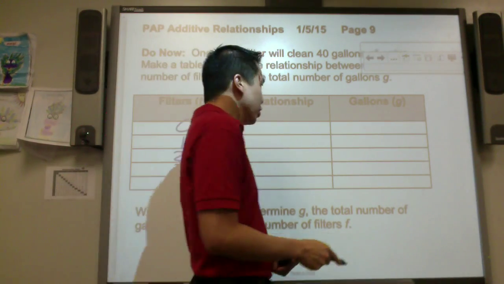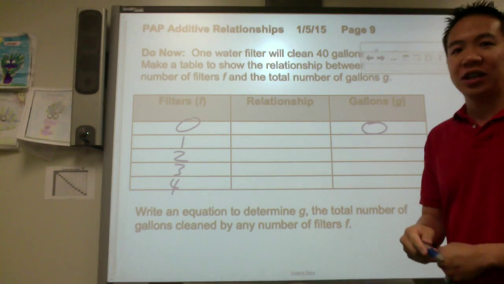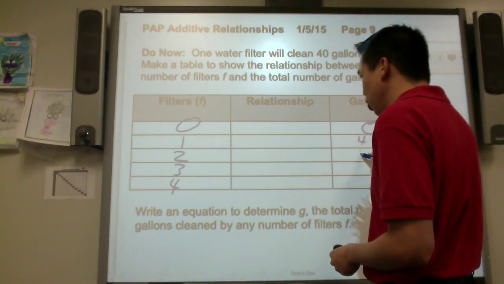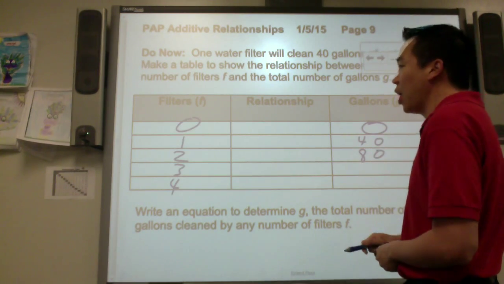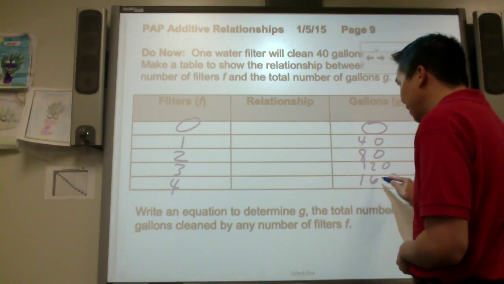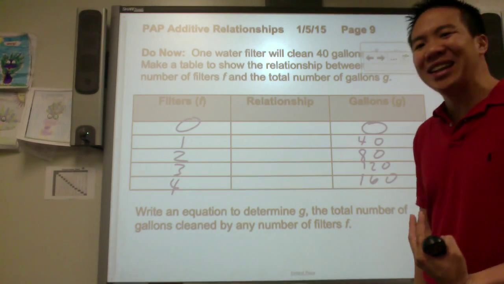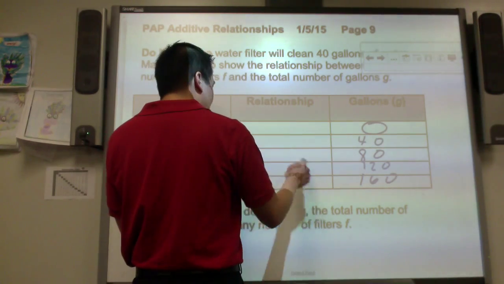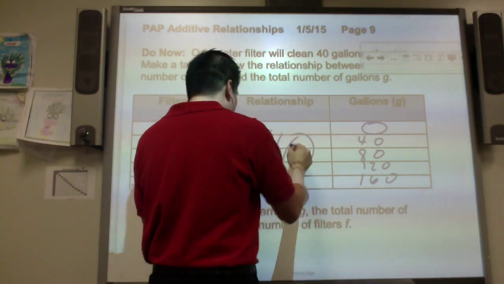If you use 0 filters, 0 clean water will come out. 1 filter, 40 gallons will come out. 2 filters, 80 gallons will come out. 3 filters, 120, and 4 filters, 160. But how? What is the relationship here? Let's see. It seems like you're multiplying by 40.